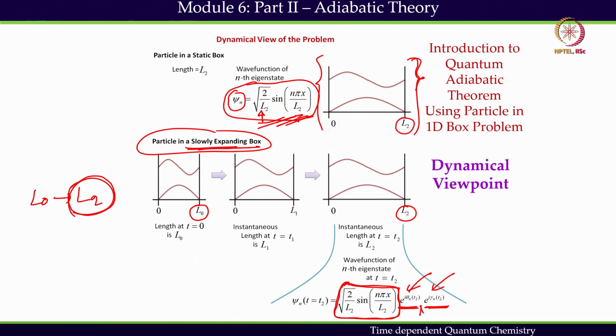So, this is the dynamical viewpoint of the entire theory which we have presented, and the entire derivation is to get this final expression for the wave function, and there is no n here. This is actually the state at this time.